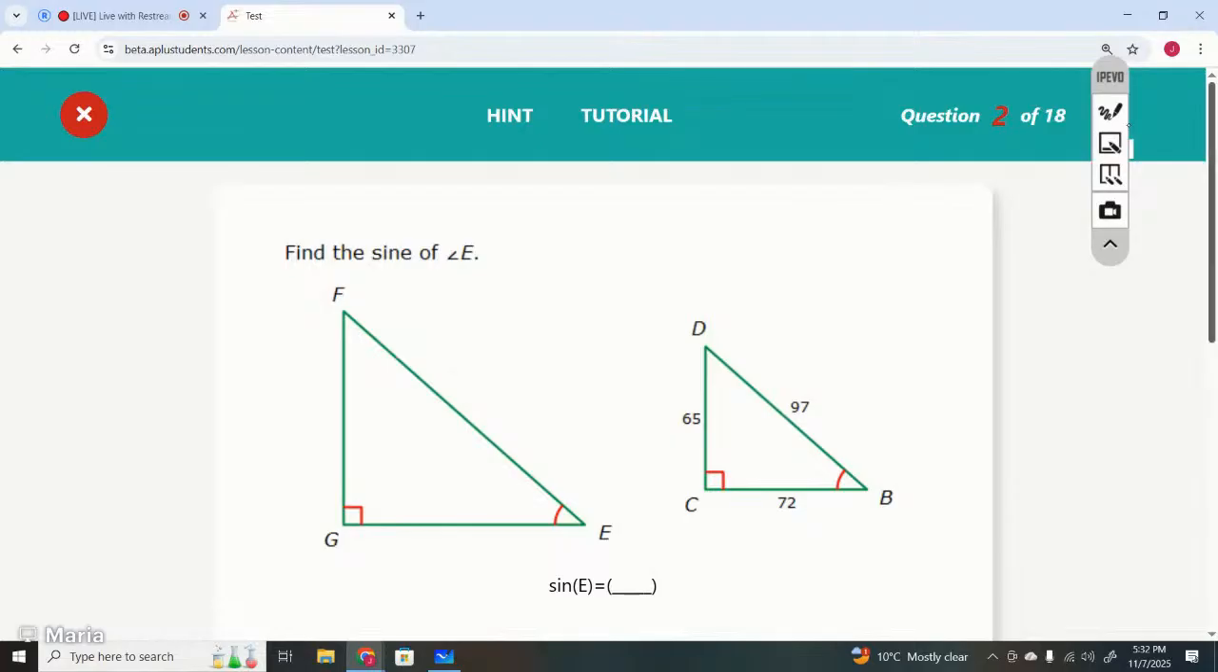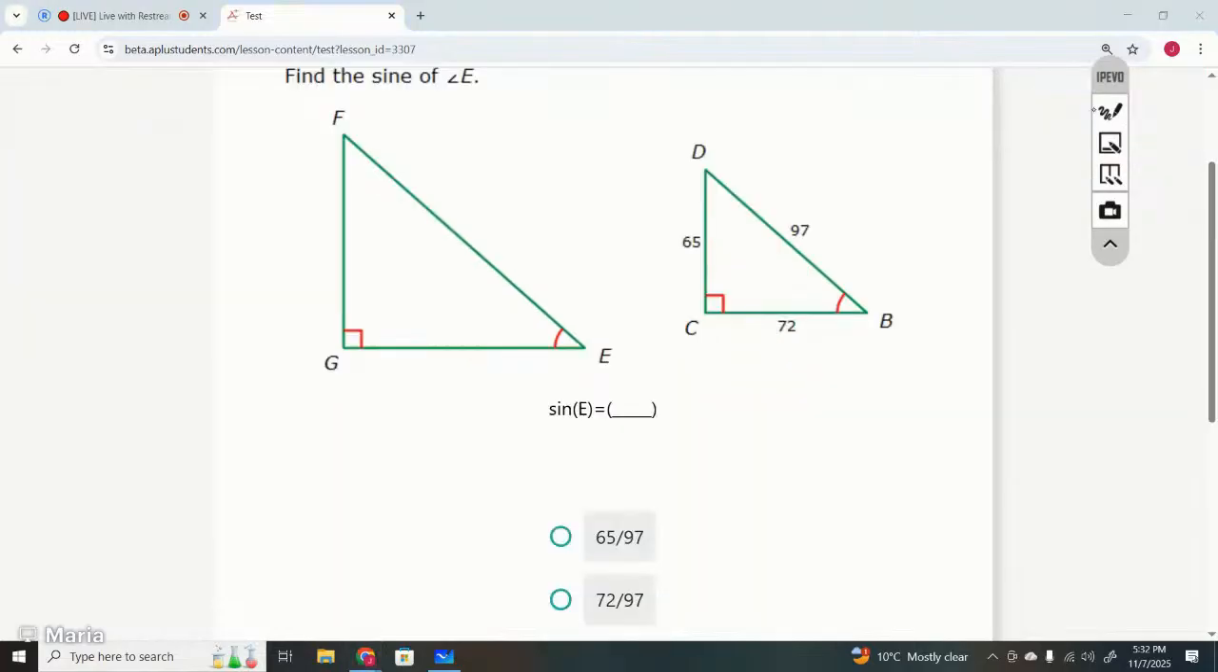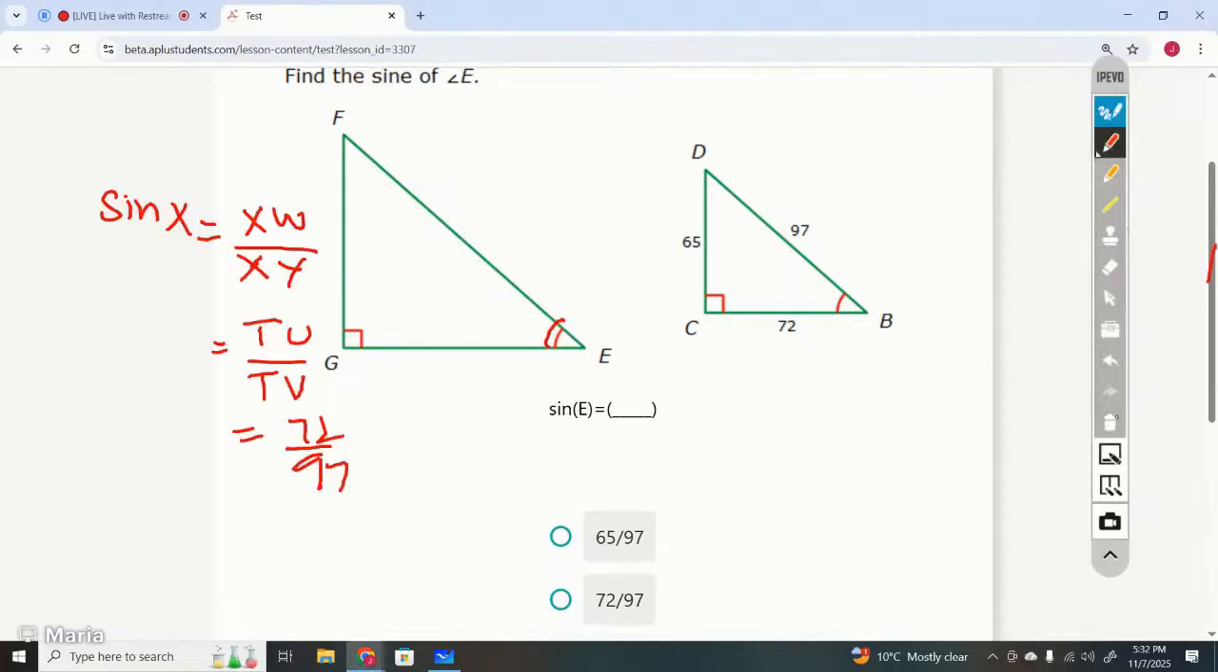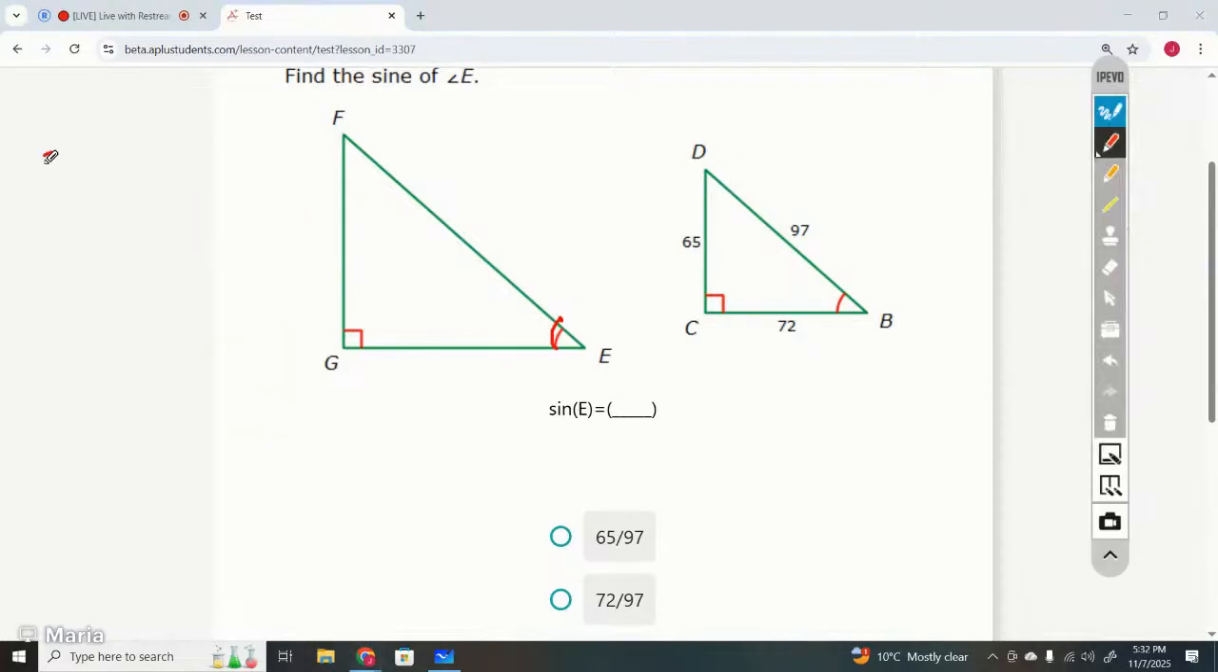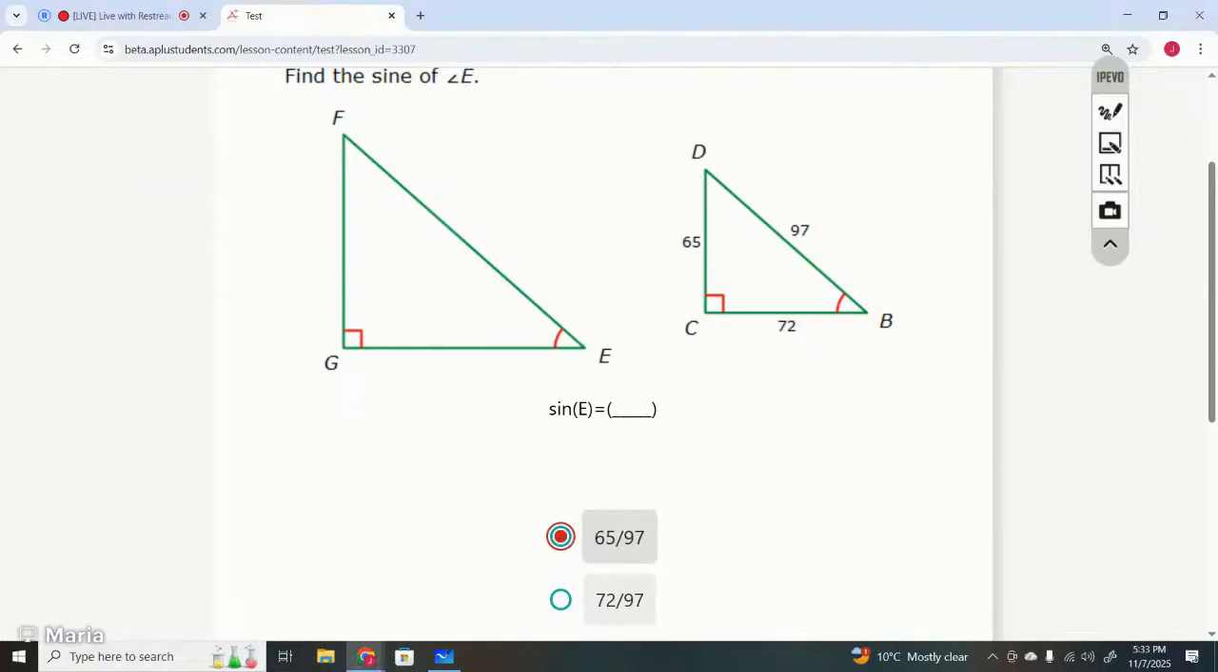Find the sine of angle E. Okay, now here is the angle E. I forgot the angle actually. Here is angle E. Okay. Sine of angle E is FG divided by FE, right? Now look at the measurements in the similar triangle. So FG is 65 and FE is 97. So that is 65 over 97. Got it? The correct option is 65 by 97. Option number 1 is the correct option.